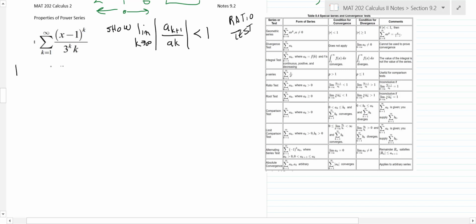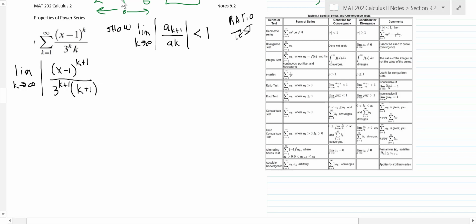So with this, we have the limit as k goes to infinity, and let's go ahead and do a sub k plus 1. What's a sub k plus 1? What does that mean? Make the k go to k plus 1. Every k in the series goes to k plus 1. So 3 to the k is going to go to 3 to the k plus 1, and k is going to go to k plus 1. All right, so we got that.